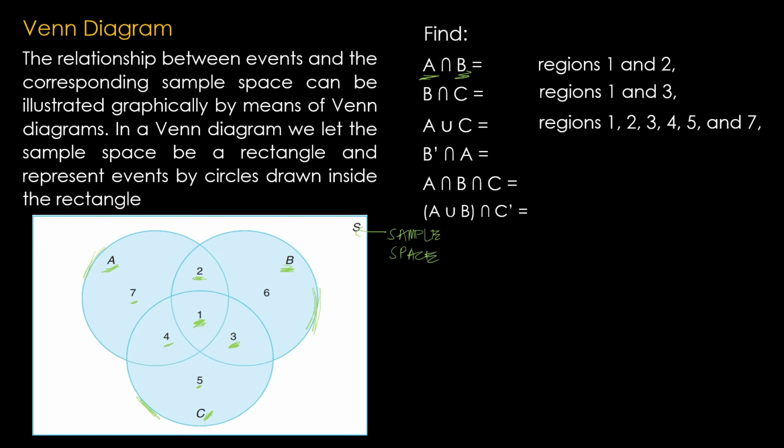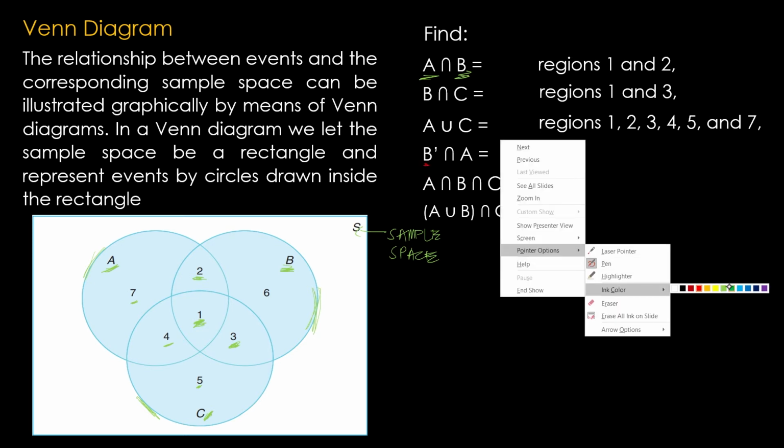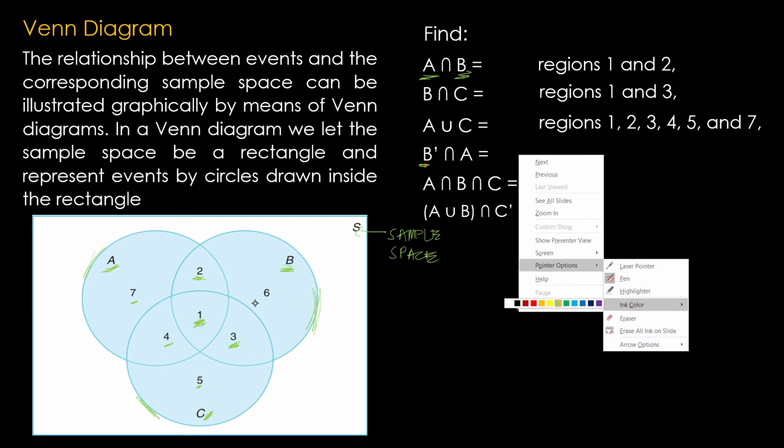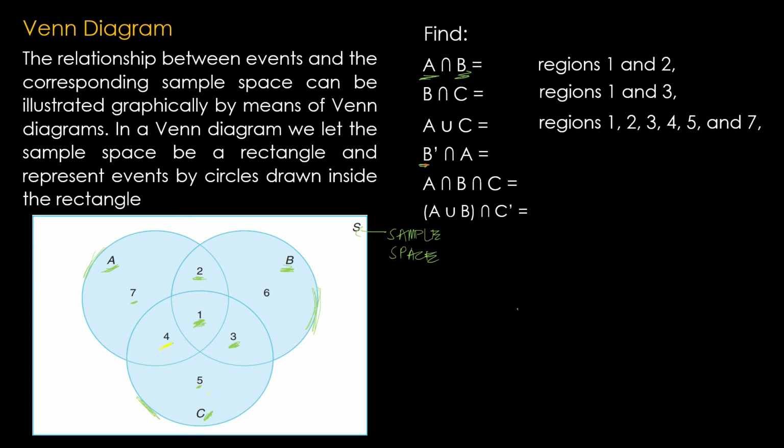Next, we have the intersection between the B complement and A. So, ito. Unahin mo to. Let's try to solve muna for the B complement. Ano yung B complement mo? Meaning, kung ano yung wala sa B. Ano ba yung wala sa B? Those are this one. 4, 5, and 7. Ito yung wala sa B.